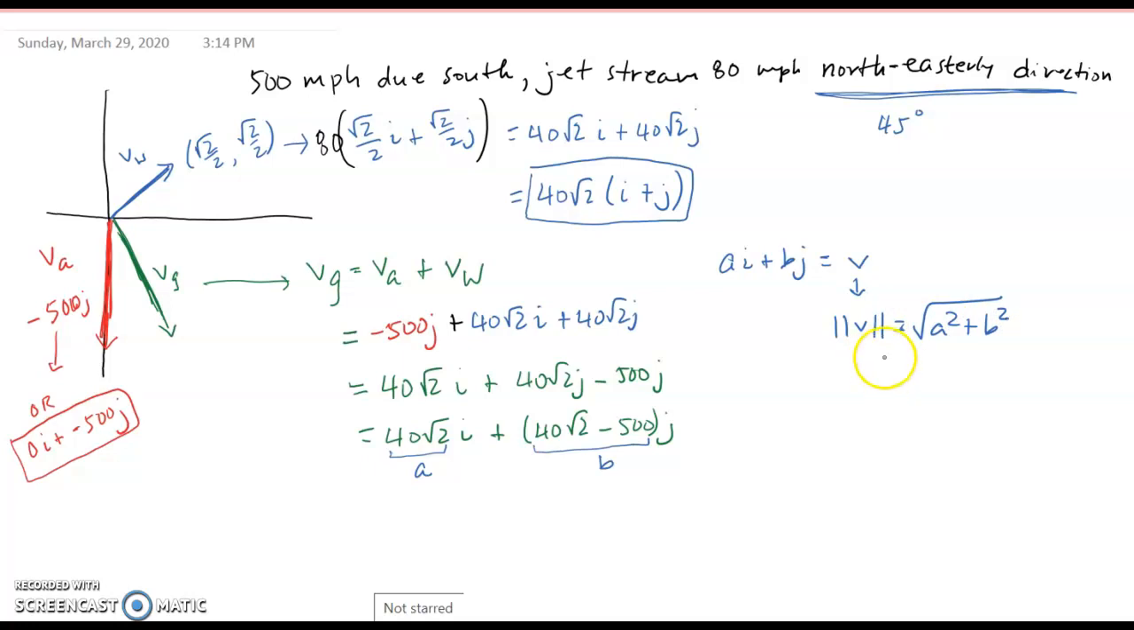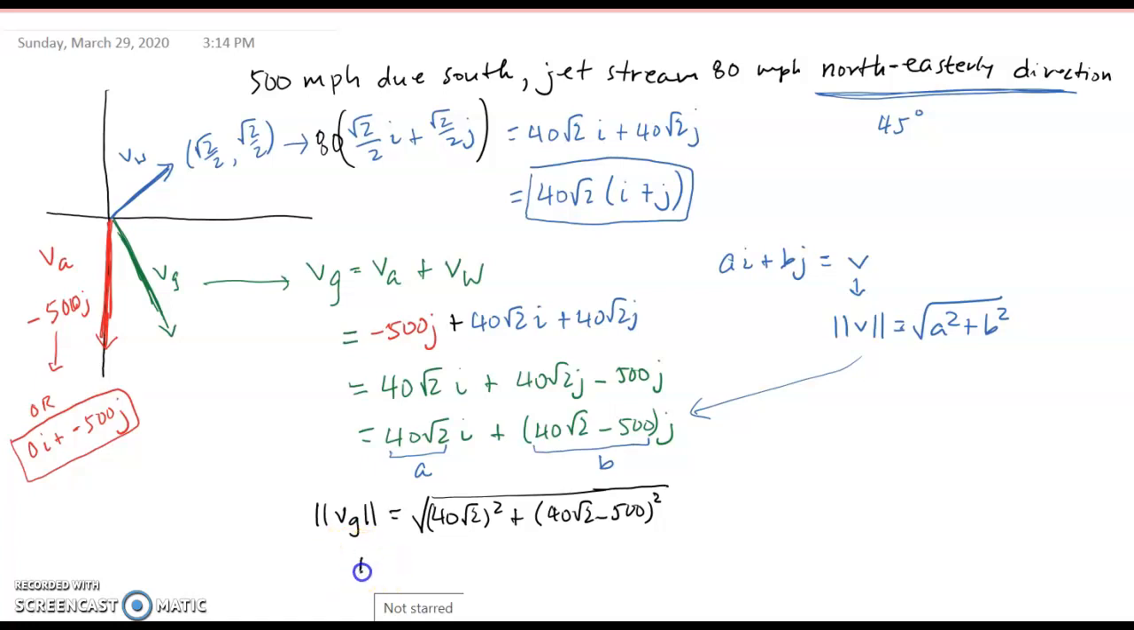And so when I use that over here, my actual speed, or the magnitude of v sub g, that's what I need, is going to be the square root of all of this, all of this squared. At this point, you can go to your calculator and work this all out.